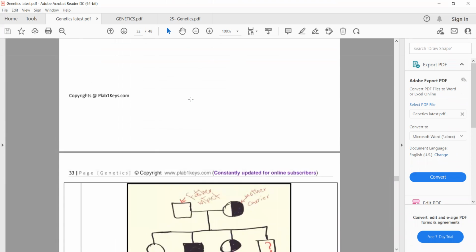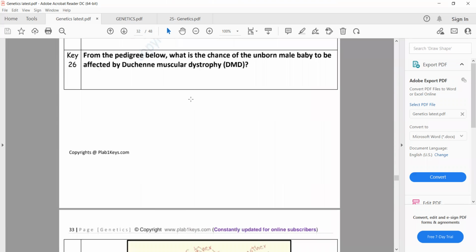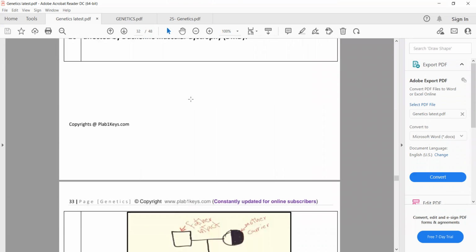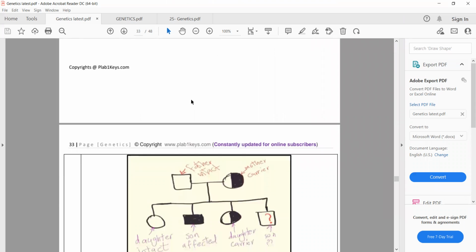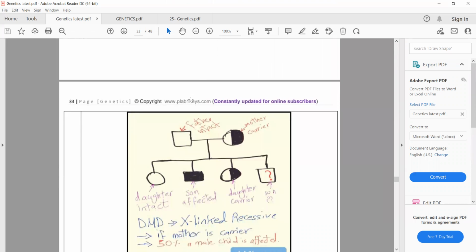Now, let's do this example. From the pedigree below, what is the chance of an unborn male baby to be affected by Duchenne muscular dystrophy? So DMD is an X-linked recessive disease.